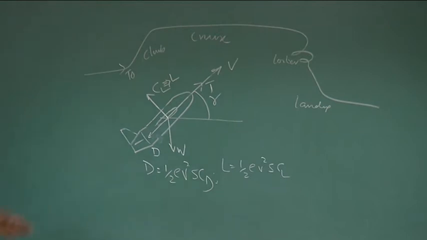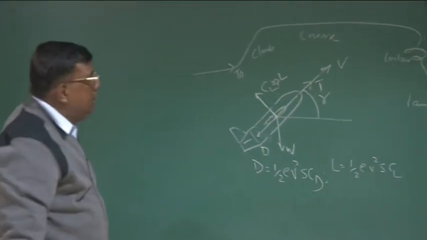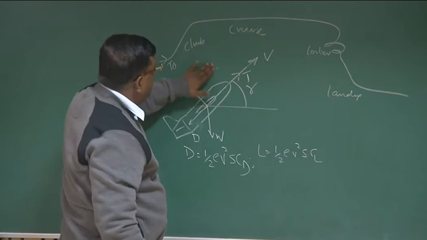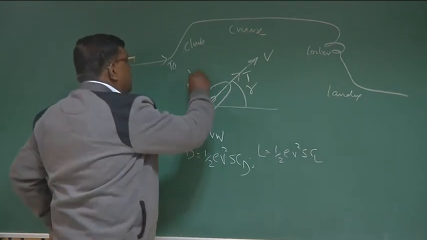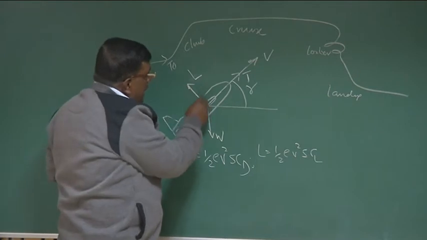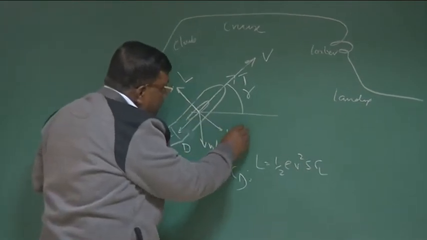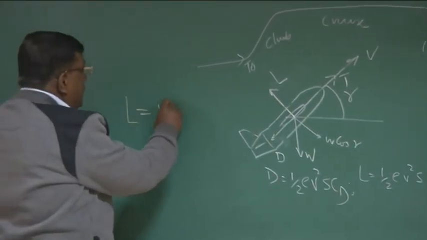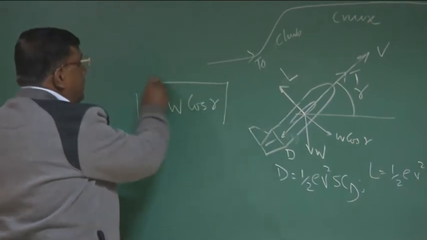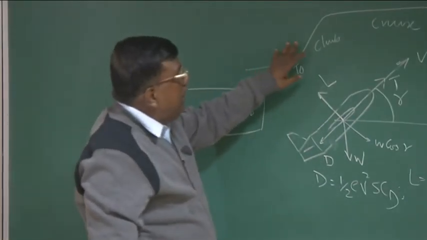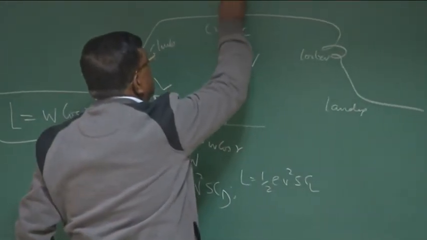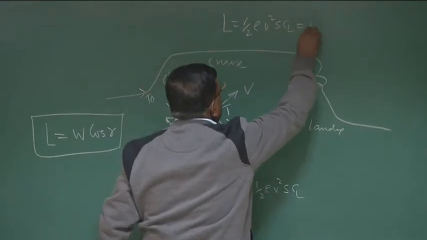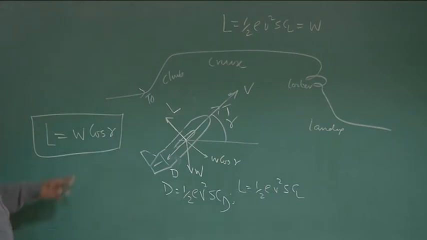Coming back to the steady climb, when this airplane is going like this, what should I maintain? If I write L here for you, otherwise you get confused, L should be able to balance W cos gamma. So L should be equal to W cos gamma. What does it tell you? If I now switch over from climb to cruise, in cruise, I know L, which is half rho V square S CL, should be equal to W.